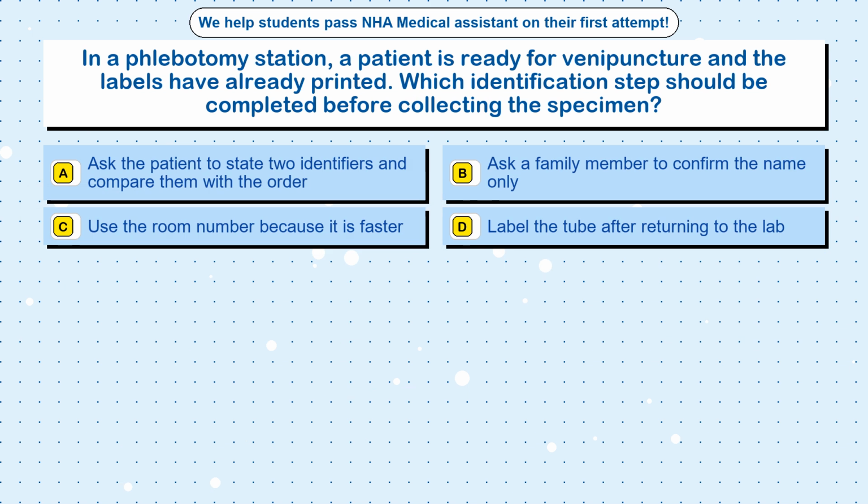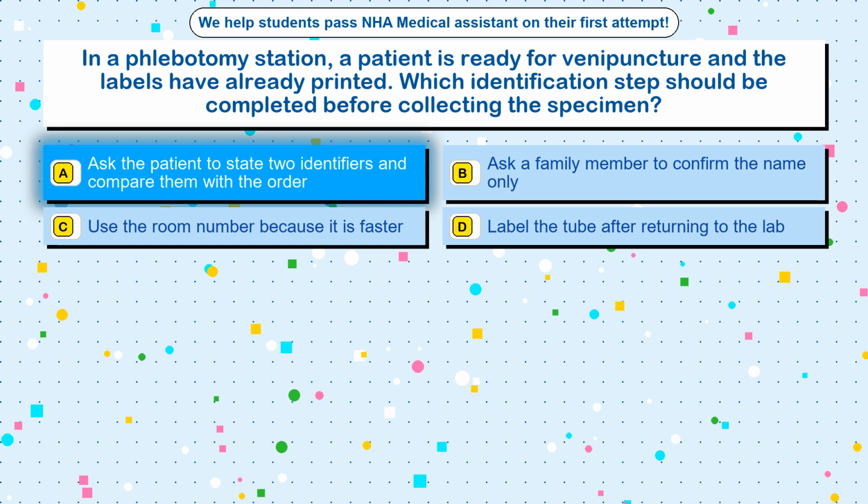Question 30. In a phlebotomy station, a patient is ready for venipuncture and the labels have already printed. Which identification step should be completed before collecting the specimen? Option A. Ask the patient to state 2 identifiers and compare them with the order. Option B. Ask a family member to confirm the name only. Option C. Use the room number because it is faster. Option D. Label the tube after returning to the lab.